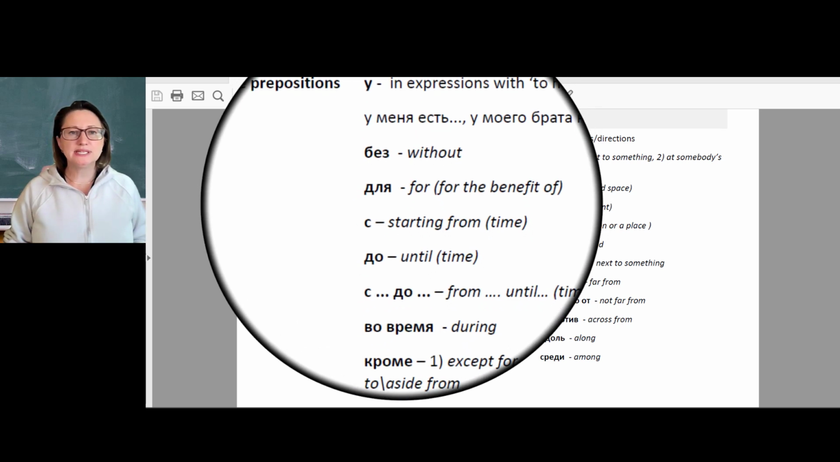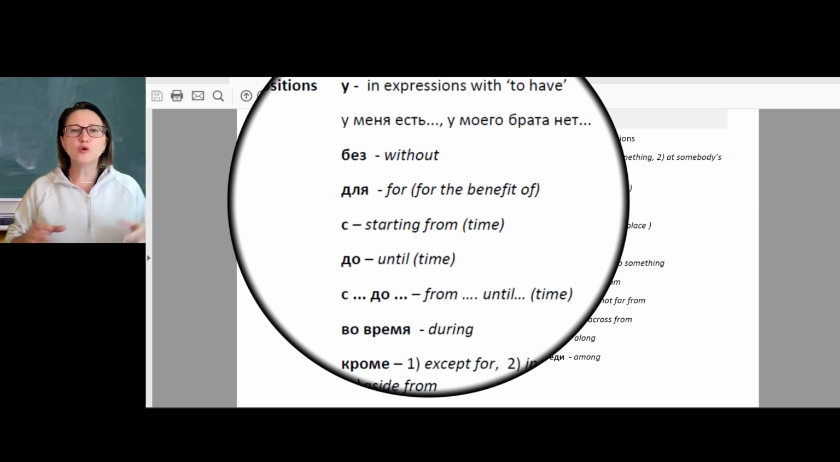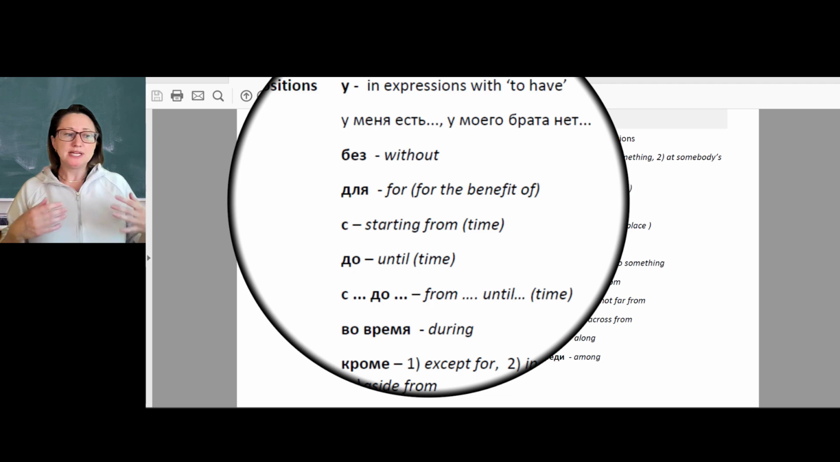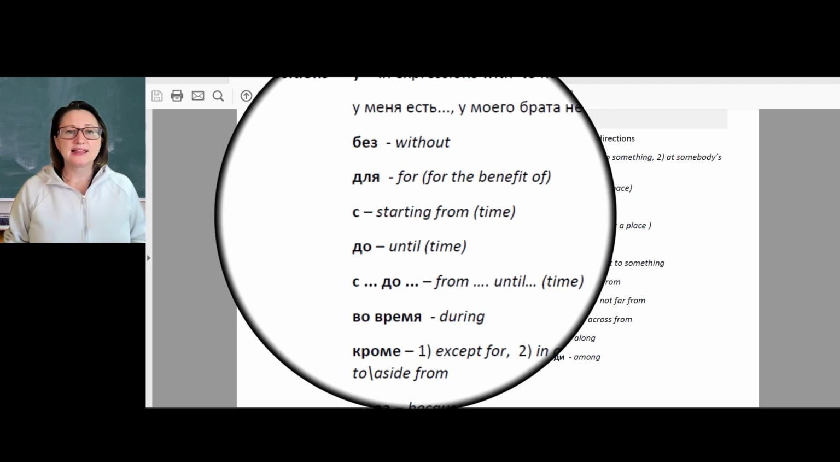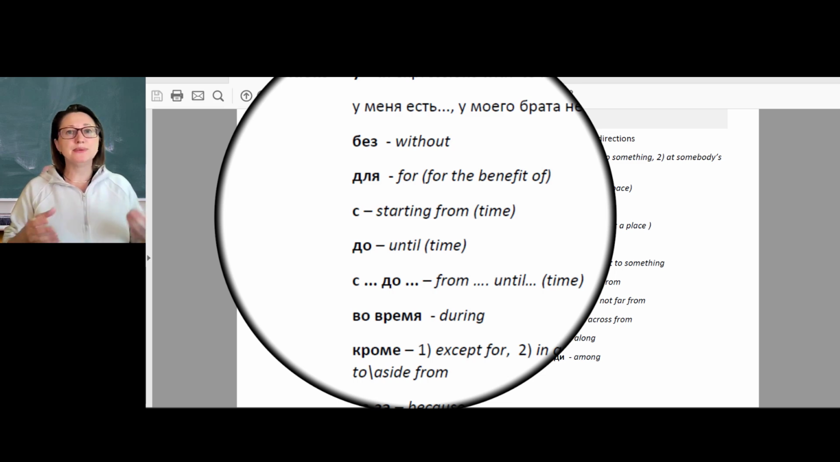Then the next one is для, which means for the benefit of. And again, remember how I gave you an example. I bought flowers for my mom. You can say я купила цветы для моей мамы. Then we already saw the preposition с with the instrumental case, where it meant with, like in the company with somebody.